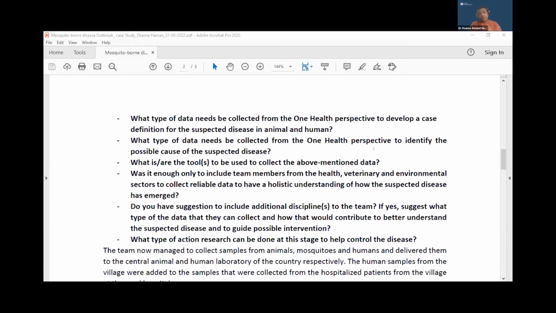And here also the human behavior seems to be quite crucial in the emergence of the disease, because there is an issue of contact between human and animal, and also an issue with regard to mosquitoes and mosquito bites. So absolutely, the social scientists here are going to help a lot. And what type of action research can be done at this stage by these social scientists to help control the disease?